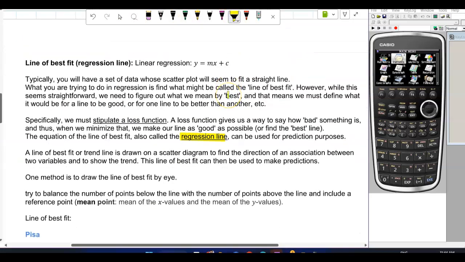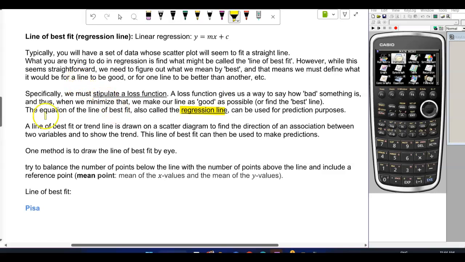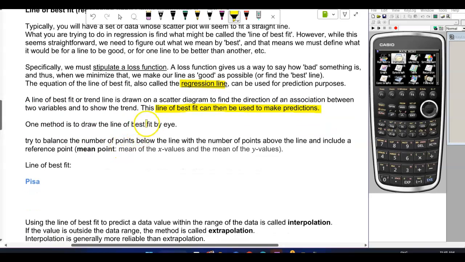A line of best fit is drawn on the scatter diagram to find the direction of association between the two variables and show the trend. The line of best fit is used to make predictions. One method to draw it is by eye. Now this won't be very accurate. It will be very subjective. Some people will say this is the line of best fit, some will say that is.